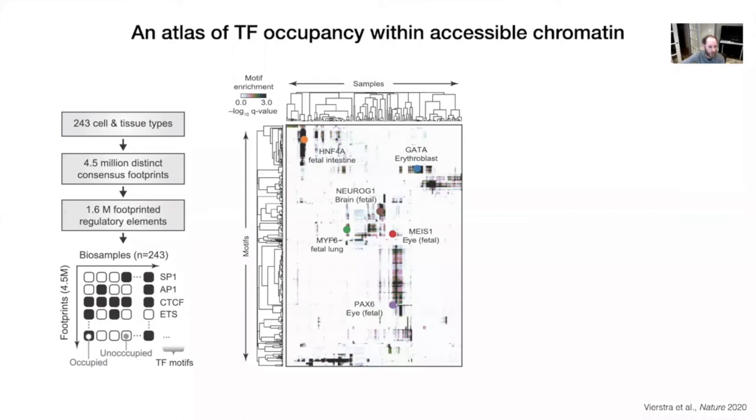Footprint occupancy across all data sets showed marked enrichment for the recognition sequences of the master regulatory TFs of their corresponding lineages. For example, you see GATA1 footprints in erythroblast cells, HNF alpha footprints in fetal intestine, and PAX6 footprints in fetal eye. Now we find an enrichment in a cell type for virtually all major classes of DNA binding domain families, suggesting that very few families, if any at all, are refractory towards DNase I footprints.